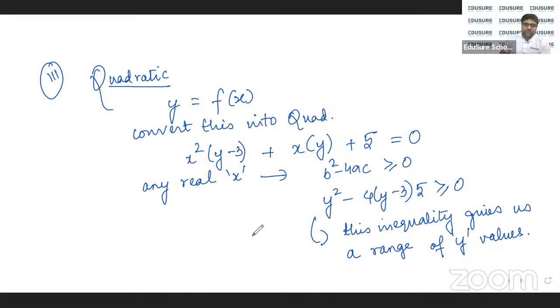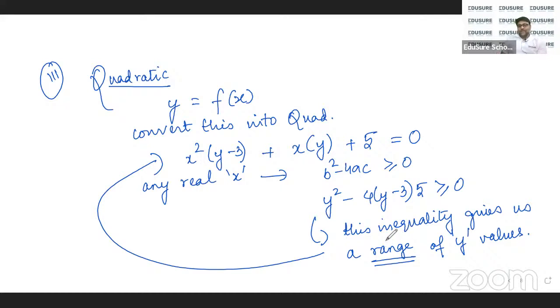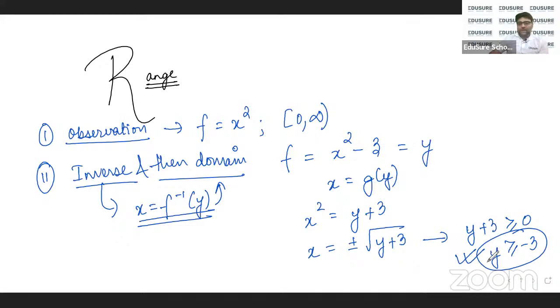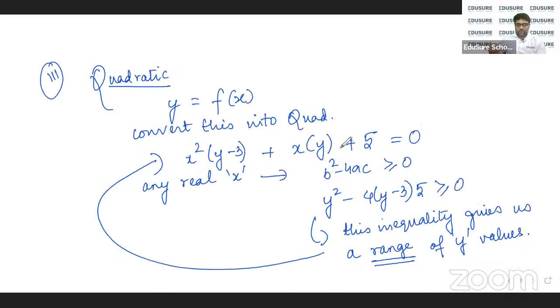That you then substitute here. See whether it is holding for all the values of y. If it is, then that will give me the range as well. This y basically gives me the range. You just have to check for a few values. That's it. So there are multiple approaches in order to find out the range. One is the observation, one is the inverse approach, and the other is the quadratic approach. We'll take a look at a few of these approaches right now.